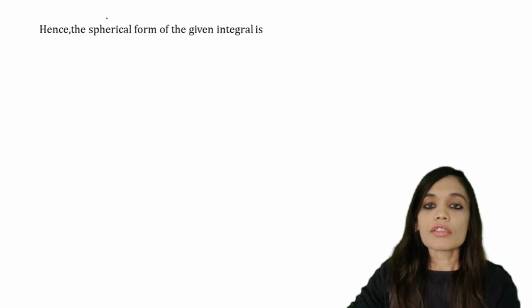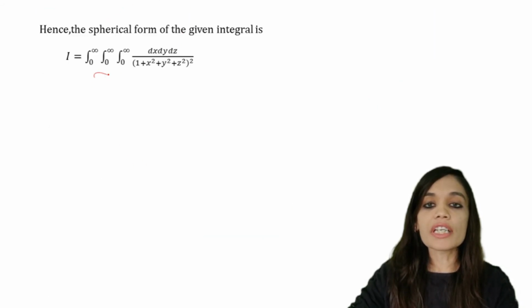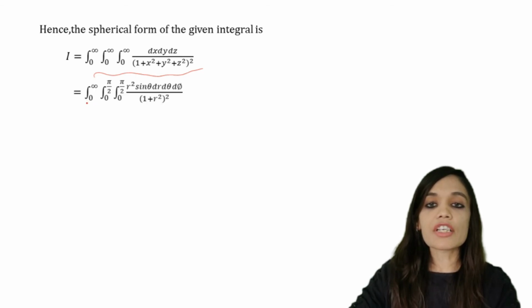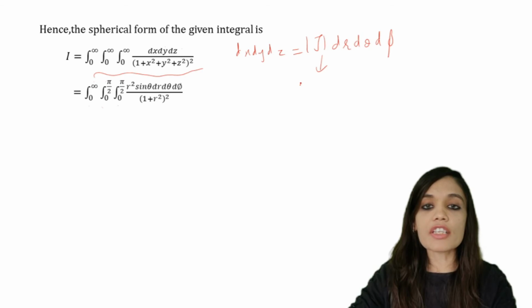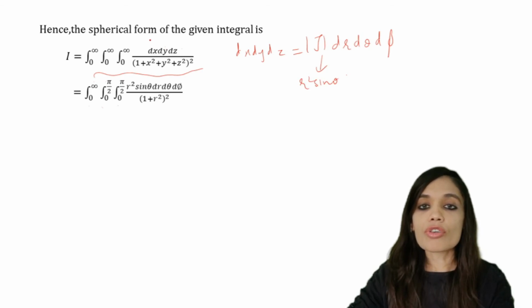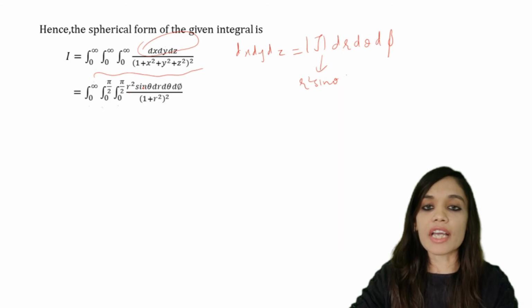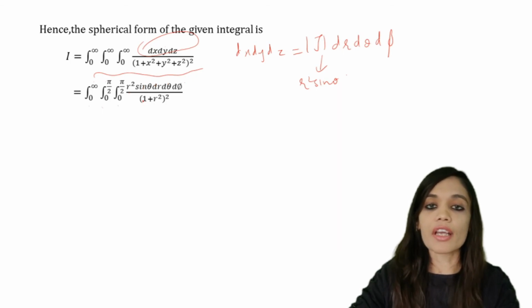Now the spherical form of our given integral will be a triple integration. Put the limit of r first, 0 to infinity. Then put the limit of theta, that is 0 to pi by 2. And lastly, put the limit of phi, that is 0 to pi by 2 again. Now we will replace dx dy dz by mod j times dr d theta d phi. But our mod j is r square sin theta. So we have replaced this by r square sin theta dr d theta d phi.